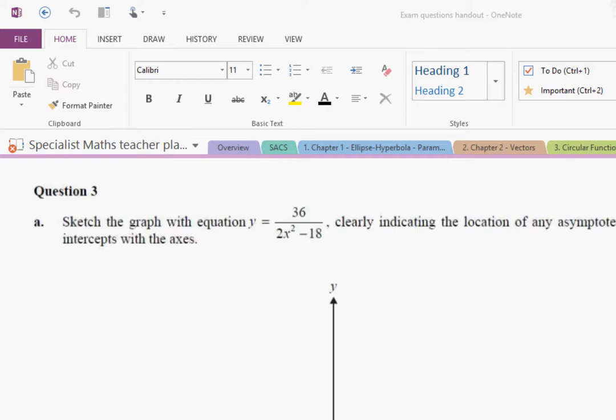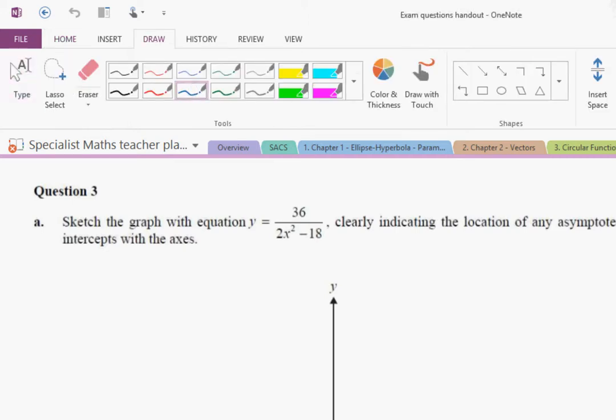So here's an exam 1 question, and first of all, pretty straightforward. We don't have a calculator, but what you needed to realise is that if I take out 36 over 2x squared minus 18, if I take 2 out as a common factor below, that is 36 on 2 times x squared minus 9, which is equal to 18 over x squared minus 9, which is equal to 18 over x minus 3, x plus 3.